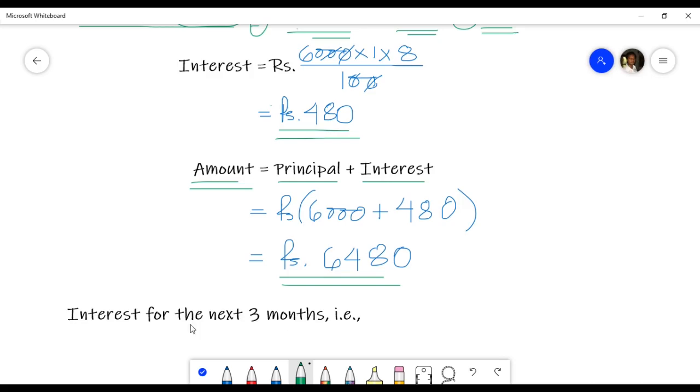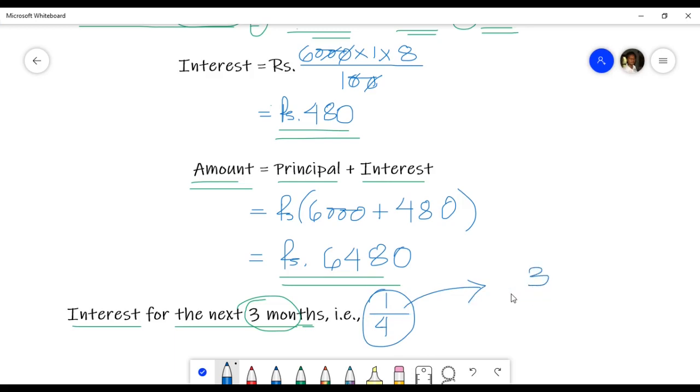What is the next thing we have to find? The question said we have to find for 1 year 3 months, right? So the next step is to find the interest for the next 3 months. Now how are we going to calculate the interest for the next 3 months? Next 3 months would mean 1 by 4. Now how did we get 1 by 4? I would just like to explain it to you.